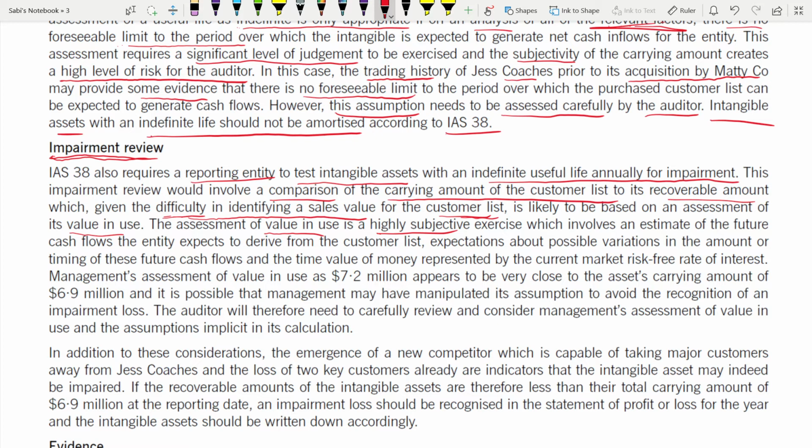Matters means you are talking about issues, problems, risk, when you're using something. That's the meaning of matter. So the assessment of value in use is also highly subjective. That means you have to estimate what future cash flows the entity expects to derive from the customer list, and expectations about possible variations in the amount or the timing of these future cash flows, and the time value of money represented by the current market risk-free rate of interest.